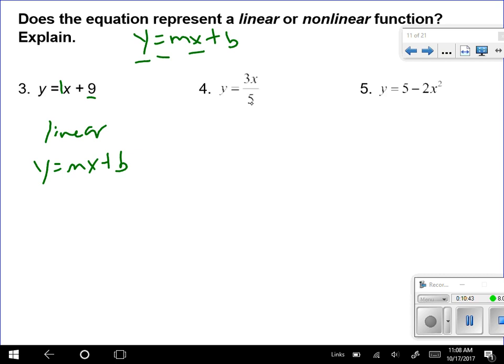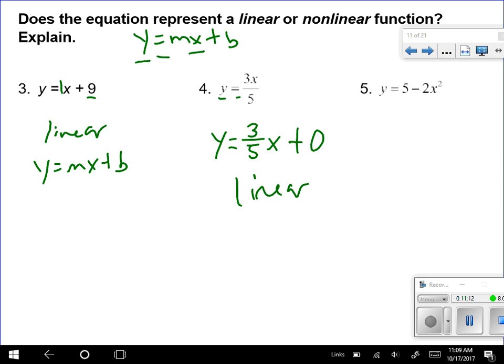Okay, so look at 4. Now you may think, oh, this one's not going to be linear. Well, we have y equals, so we're good there. Now our m could just be considered 3/5 x. We just wrote it different. We have 3x over 5, but we could separate that out. So we have y equals this. So we're good there. You may think, oh, well, we're missing a b. Well, we could say plus 0. And we're good. So this would also be linear.